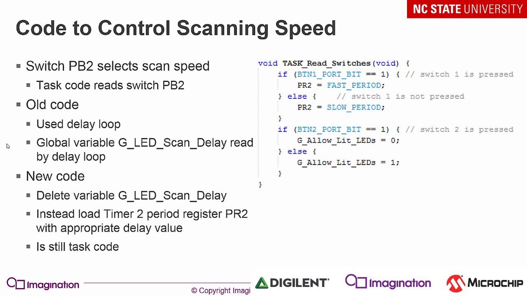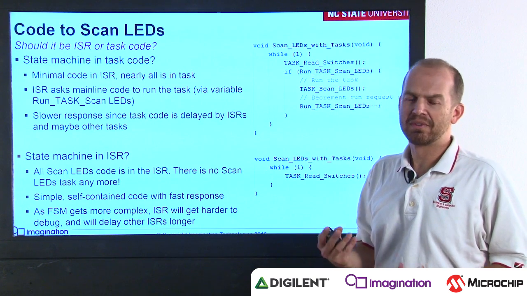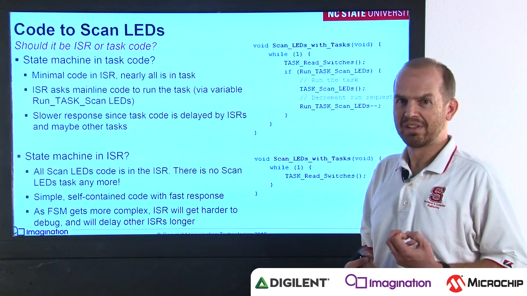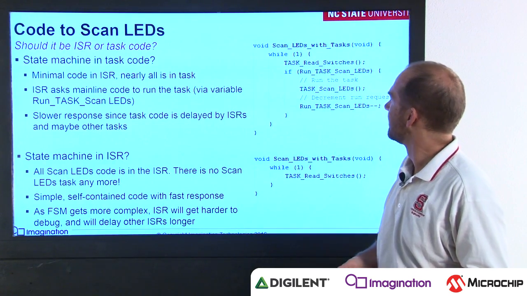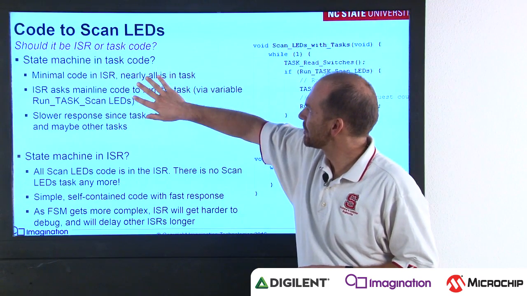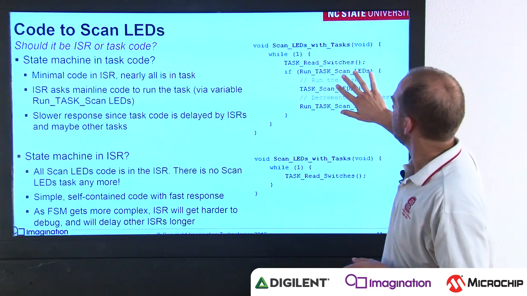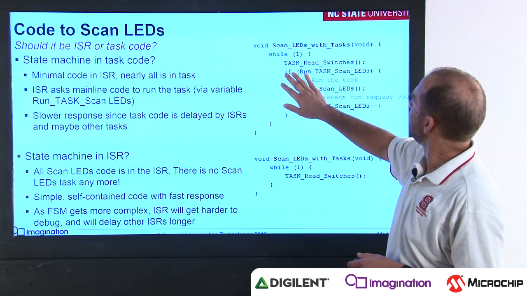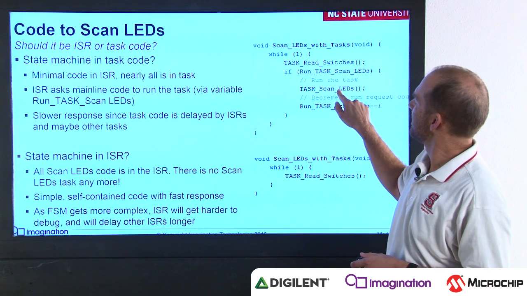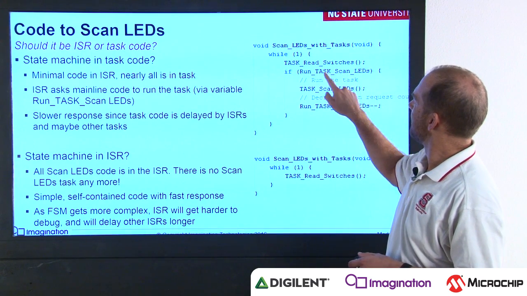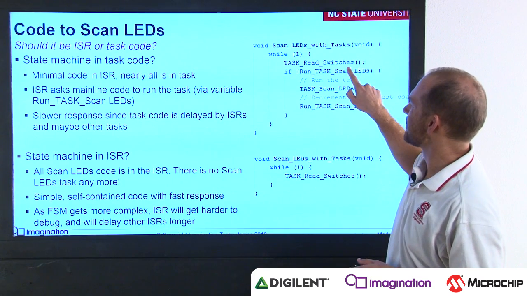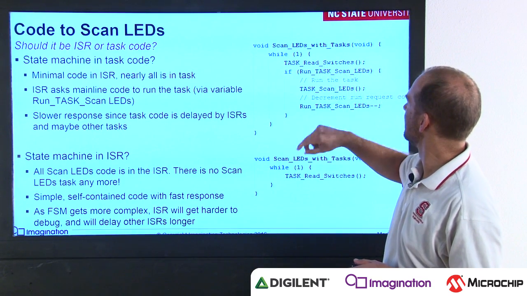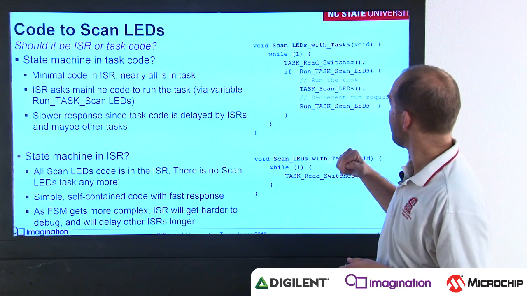The code to scan the LEDs could be either in an interrupt service routine or it could be in task code. And this introduces trade-offs that the students can consider about how to implement this. We could put the state machine into the task code, and in that case, our scan LEDs with task function looks like this. And we may call the task scan LEDs function if run task scan LEDs is set. So this is a flag that gets set based on whether we want to scan the LEDs.